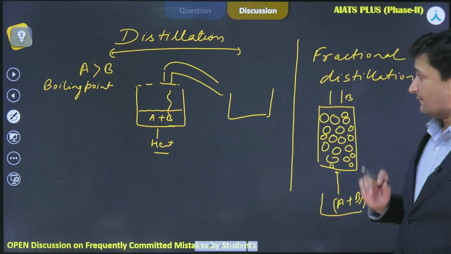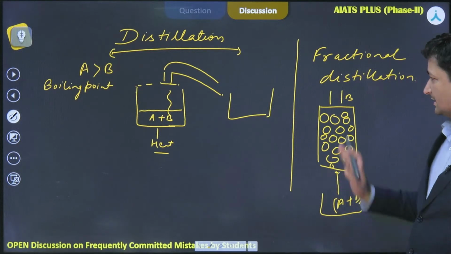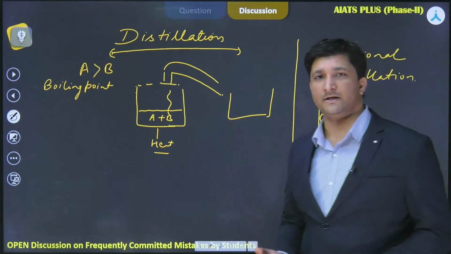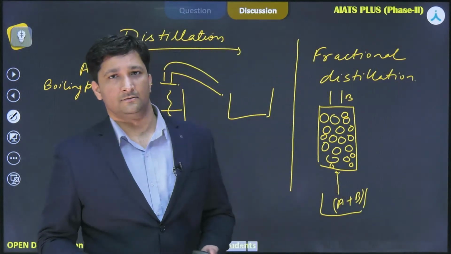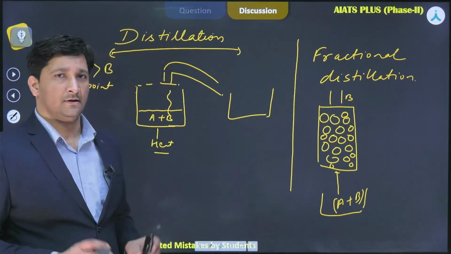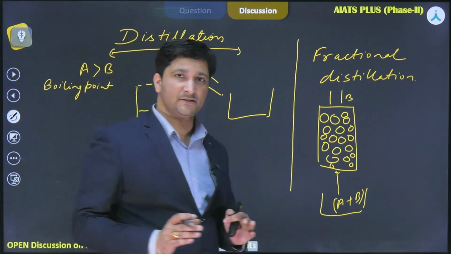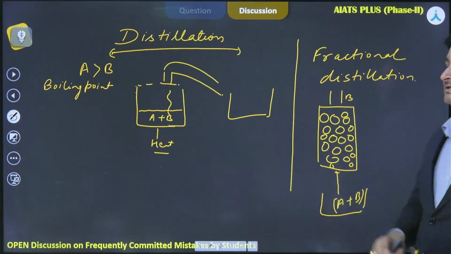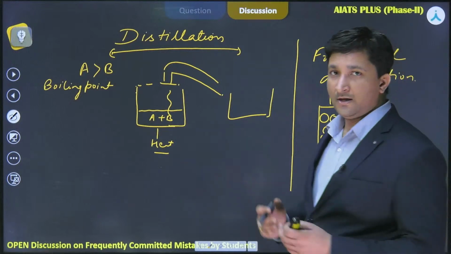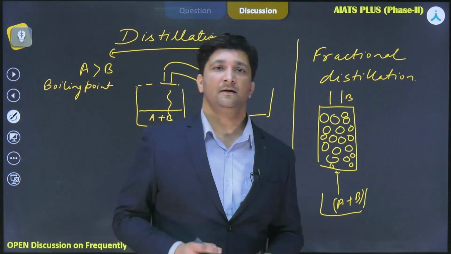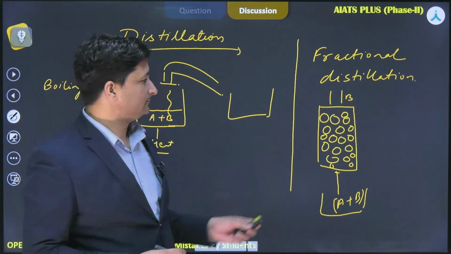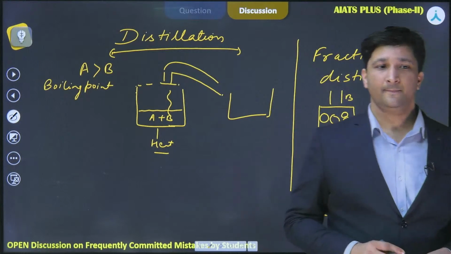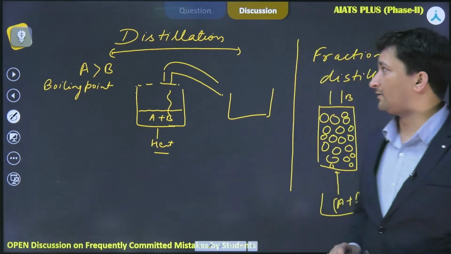So one very important thing here you have to understand, that simple distillation is used when the boiling point difference is above about 25 degrees Celsius. But if this difference is below 25 degrees Celsius, then we have to go for fractional distillation. So fractional distillation is used when the substances which are being separated have very little difference in their boiling point. Okay, तब हम fractionating column को use करेंगे.